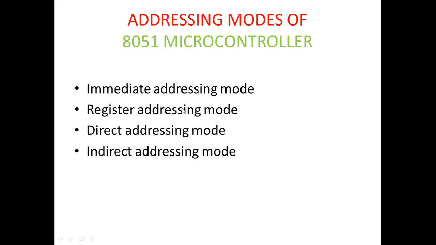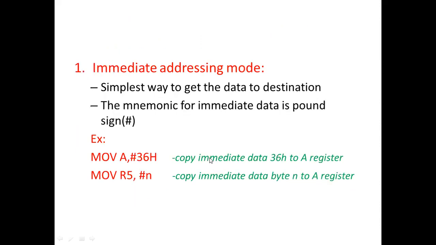There are different types of addressing modes: immediate addressing mode, register addressing mode, direct addressing mode, and indirect addressing mode. There are a few more, like indexed addressing mode. All these are used. It all depends on the programmer how he utilizes these addressing modes so that the program works faster. So it all depends on the programmer's knack. First, we will see the immediate addressing mode.